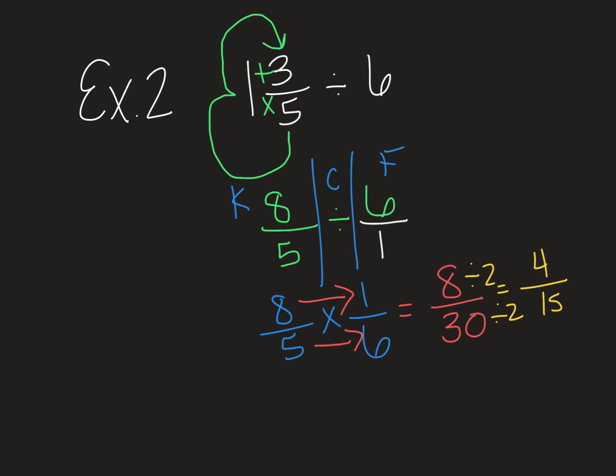Now, I just have to make sure, is there anything that 4 and 15 have in common that I can divide by? Well, 4, I can only multiply 1 times 4 or 2 times 2. But 15 can't be divided by 4 without getting a decimal, and it can't be divided by 2 without getting a decimal. So we are done. That is going to be our final answer.